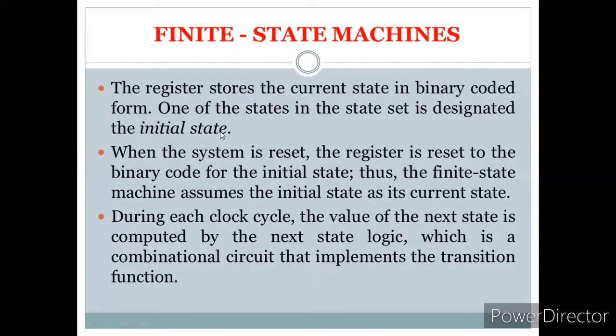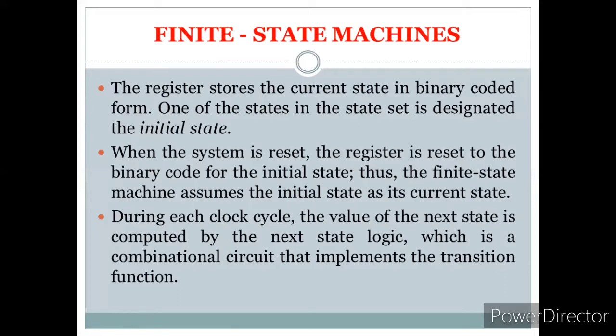One of the states in the state set is designated as the initial state. It means whatever the correct initial value is, that is designated as the initial state. When the reset signal is activated, meaning the system is in an idle or reset condition, the finite state machine will always be in the initial state. And that initial state, we term it as the current state before the start of the FSM, that is, the finite state machine.